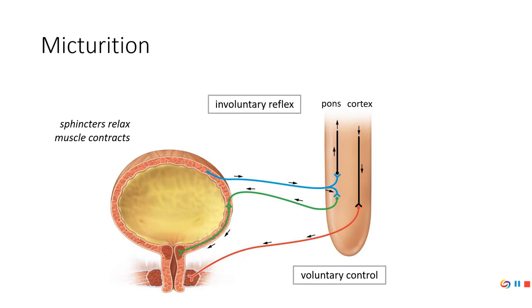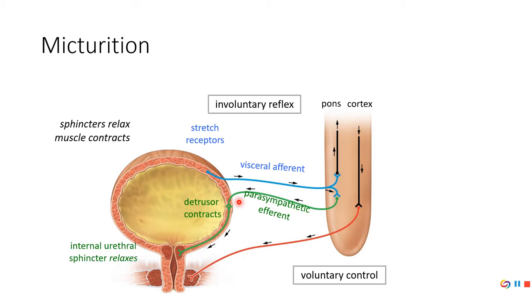So here we go in pictures. We have stretch receptors in our bladder. They send signals via an afferent neuron. Let me turn my laser pointer on. So we've got this afferent signal. Notice it splits into two here, communicating with two different neurons. We've got this efferent neuron here that's activated by the parasympathetic nervous system, causing the detrusor muscle to contract and relaxation of this internal sphincter.